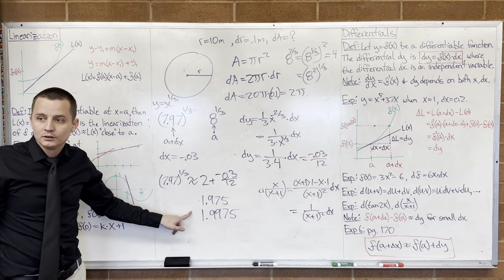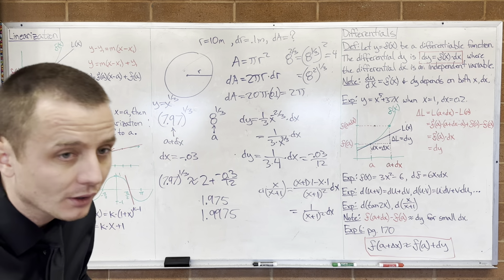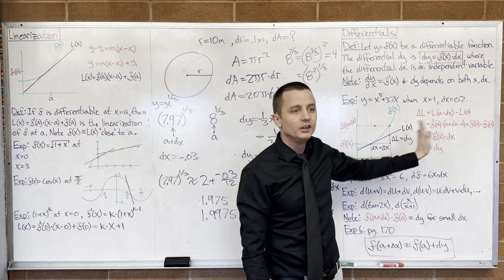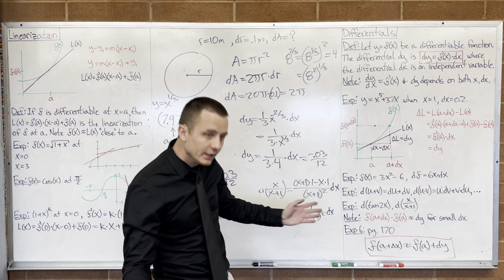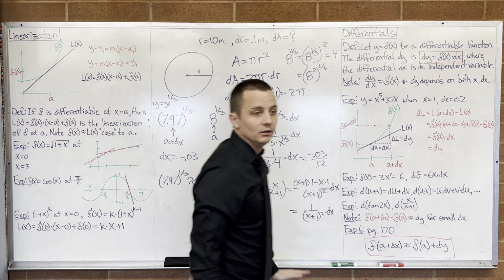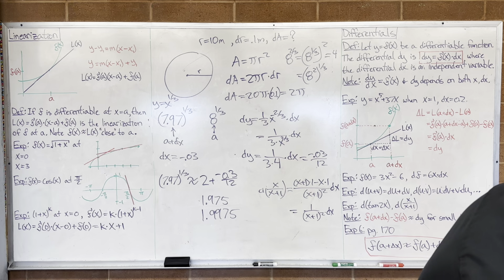So what's the point of showing us the approximations? That's what this dy gives you, an approximation for the change in height. And as your delta x, your dx, gets smaller and smaller, your dy becomes a more and more perfect approximation. And in the limit, it's perfect because that's how it's defined. Okay, that makes sense.